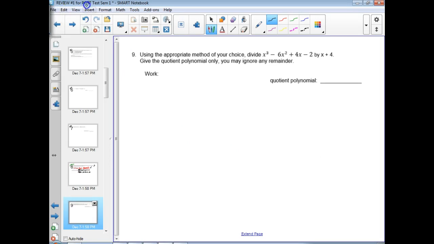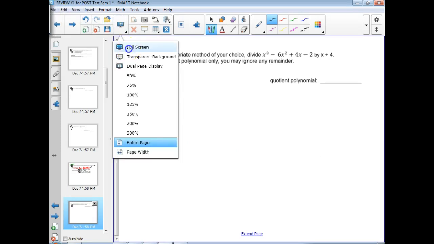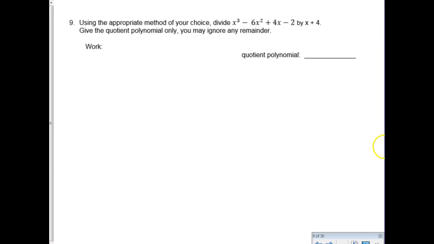Alright, number 9 is on part 1, so we're going to be visiting number 9 here in this video. And it says, your choice of method, divide these two functions with any method you want, and they just want you to give the quotient and ignore any remainder. So, of course, we're all going to choose synthetic because it's awesome. So -4 is what goes in the synthetic box.